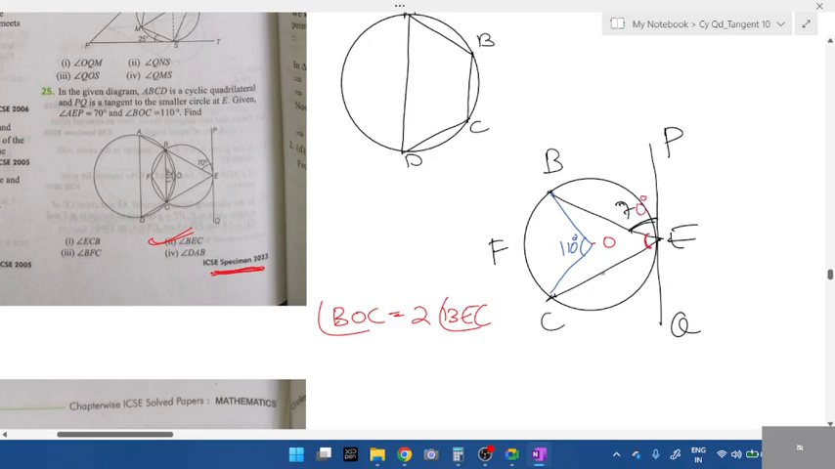Only BOC. What is BOC? 55 degrees, right? You have 110 divided by 2. So what is BEC, students? BEC is how much? Not 52, 55. How come 52? 55, right? Is it clear? Did you all understand?